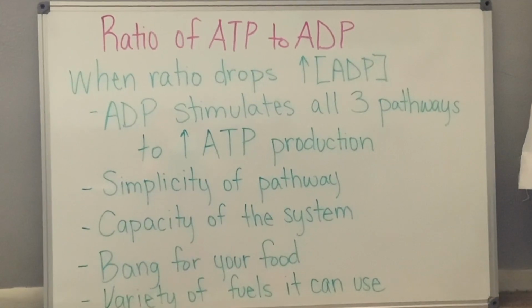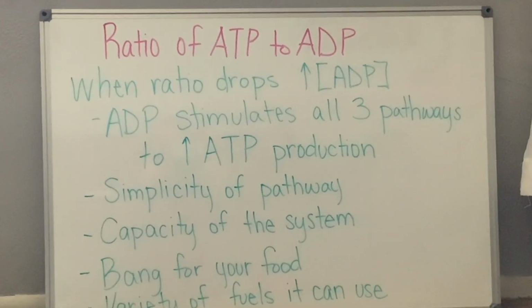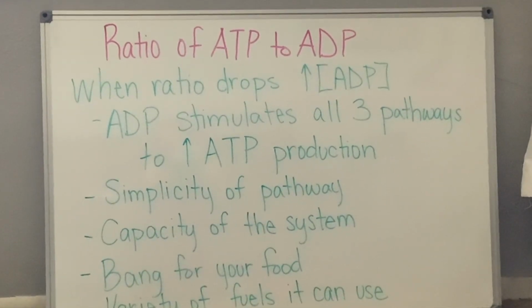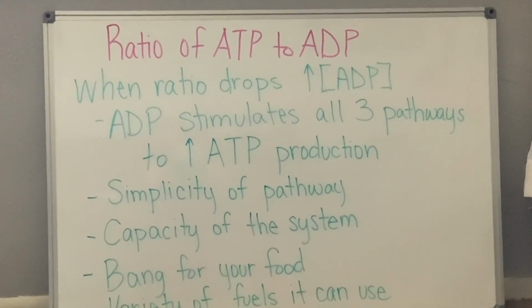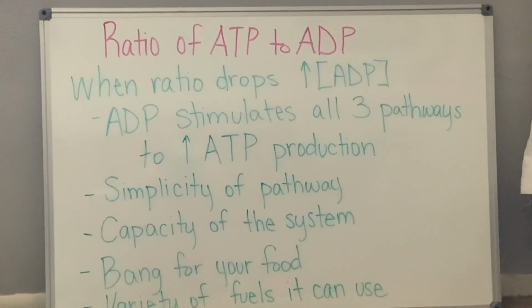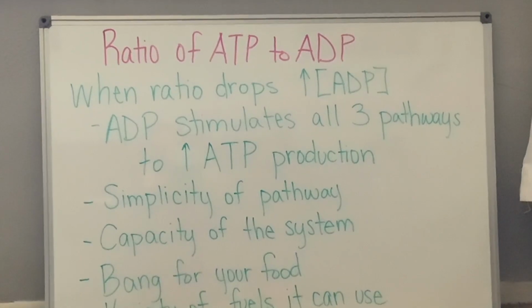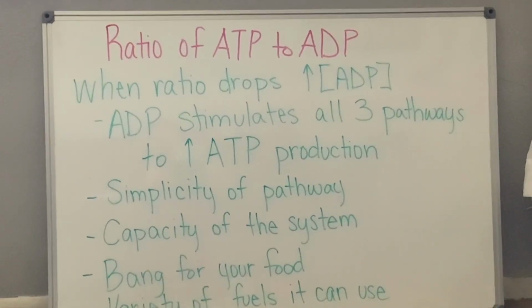If the ratio of ATP to ADP drops, this means that there is an increased concentration of ADP, indicating that the cell is using up ATP because its metabolic activity has increased. An increase in ADP stimulates all 3 pathways to increase its ATP production. However, all metabolic pathways are not created equally.